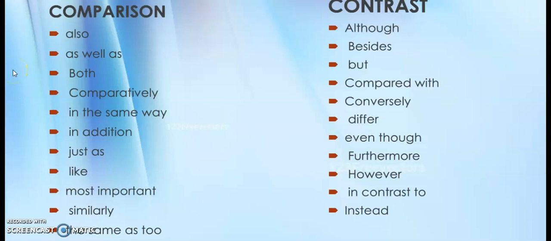Here we have certain words or phrases that you can use while you are writing a compare and contrast essay. If you want to show comparison, you can use words or phrases like as these, also, as well as, both, comparatively, in the same way, in addition, just as, like, most important, similarly, the same as. Or you can also add contrast words: although, besides, but, compared with, conversely, differ, even though, furthermore, however, in contrast to, instead.